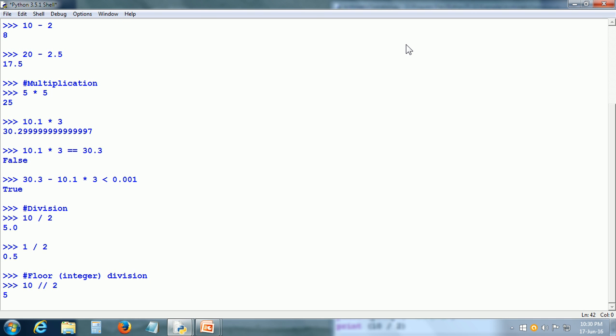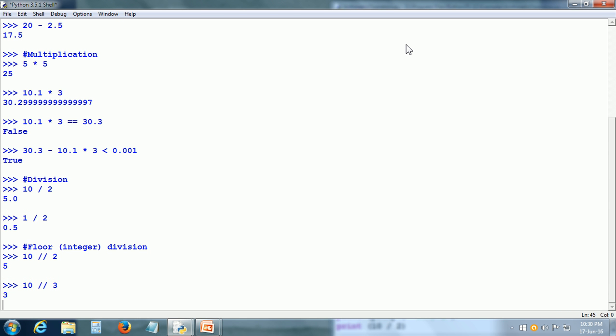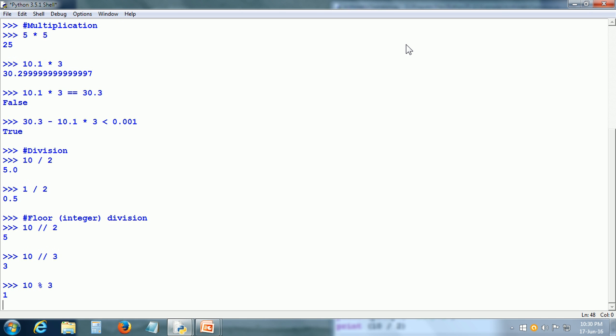So 10 by 2 is 5, and this 5 is an integer result. 10 by 3 is 3 because it ignores the remainder 1. In order to get the remainder, we can use a percent operator. So 10 % 3 divides 10 by 3. So 3 is the integer result and 1 is the remainder. So percent operator gives us the remainder.